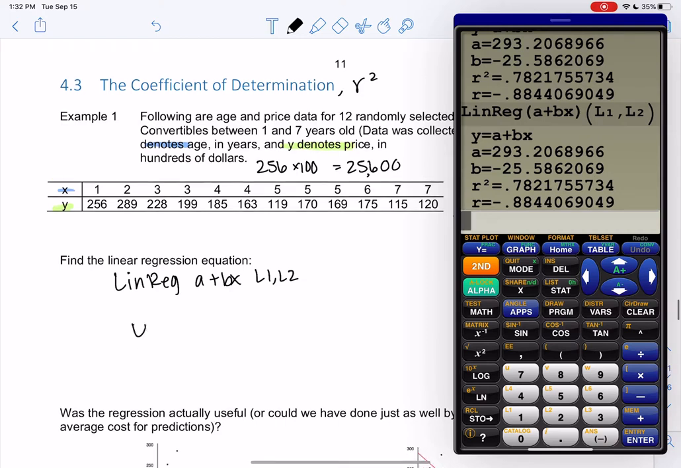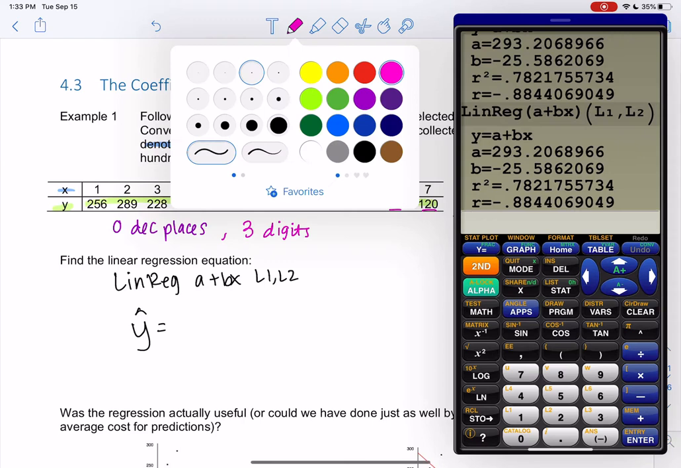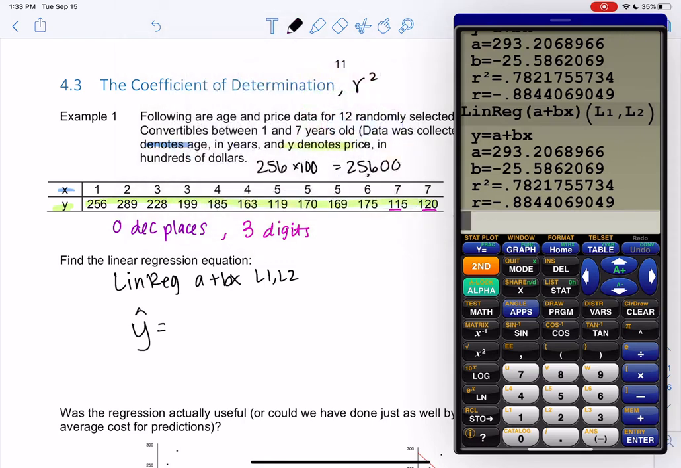So let's just round at the same time. Let's look at our y values to figure out rounding. My y values currently have 0 decimal places because there's nothing after the decimal, and they have 3 digits. So that means we need one more of everything. My y-intercept needs one more decimal place, so 293.2. Instead of 0, we add 1, and so we need 1 decimal place.